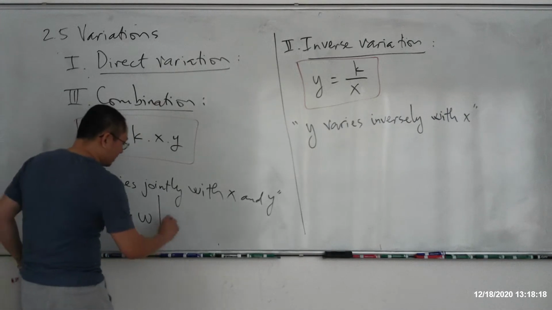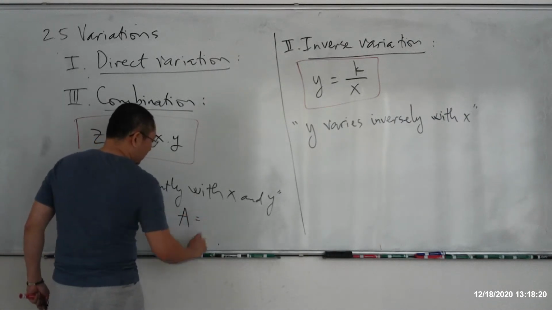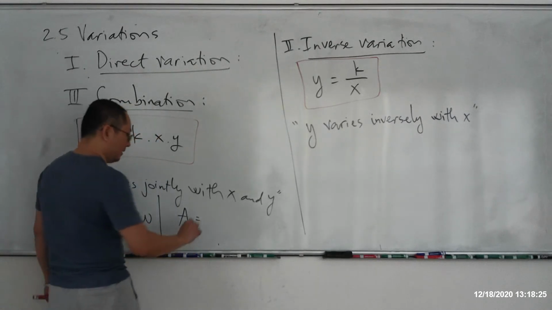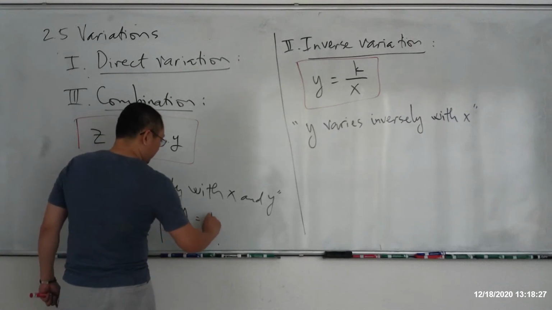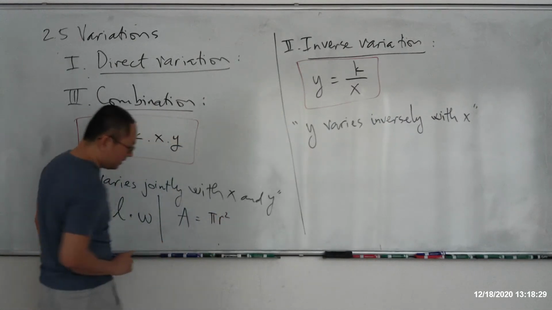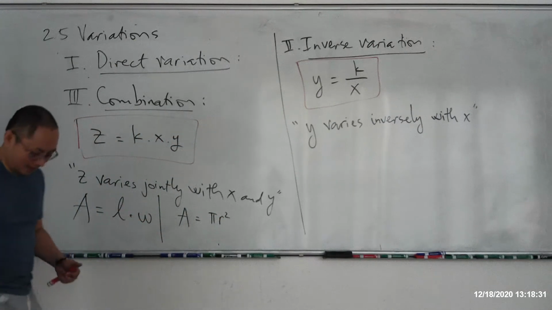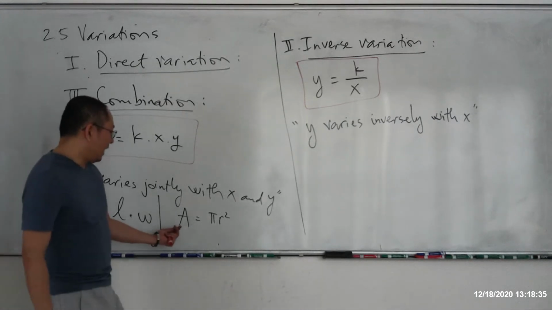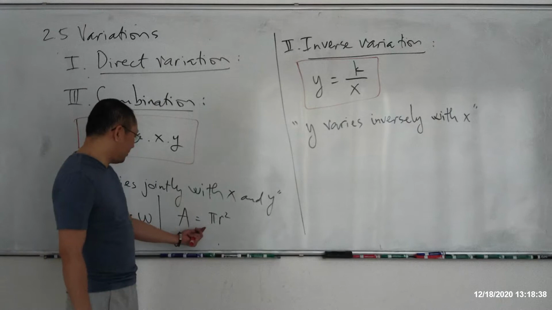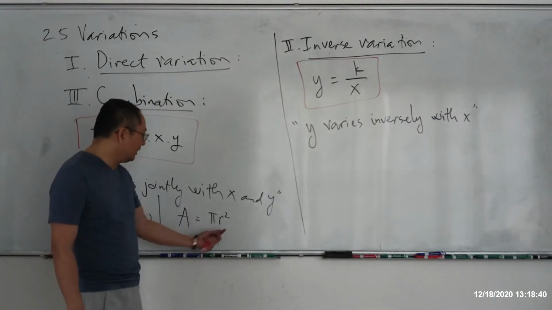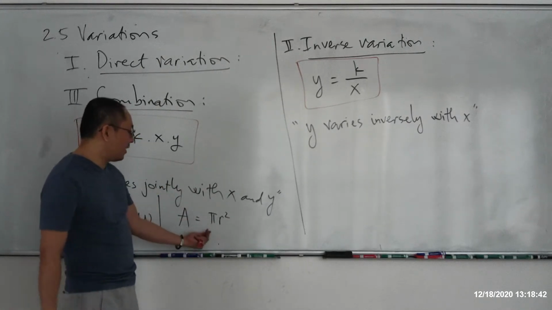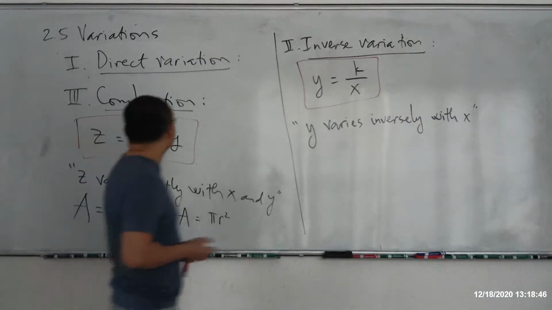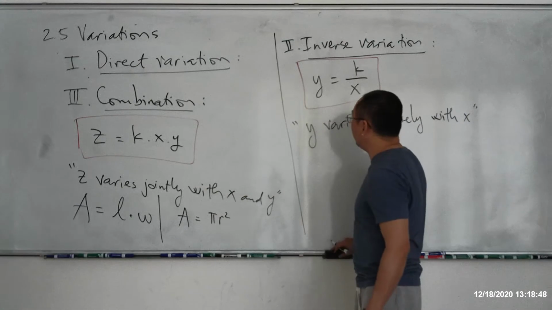Or something like this. Say area is equal to, what's that? Pi r squared. I think this is the area of a circle, right? So this is what? Area varies directly with r squared. Okay? So what? The constant k is pi already. And whenever r getting bigger, the area is getting bigger. Okay. And this is the first combination.